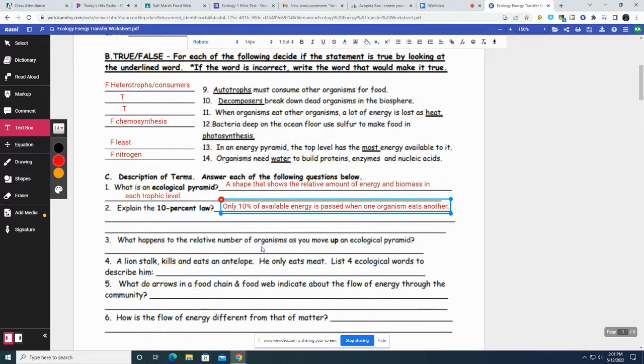What happens to the relative number of organisms as you move up an ecological pyramid? Well, remember, a triangle is big at the bottom and very small at the top. So the number of organisms goes down higher up the pyramid.